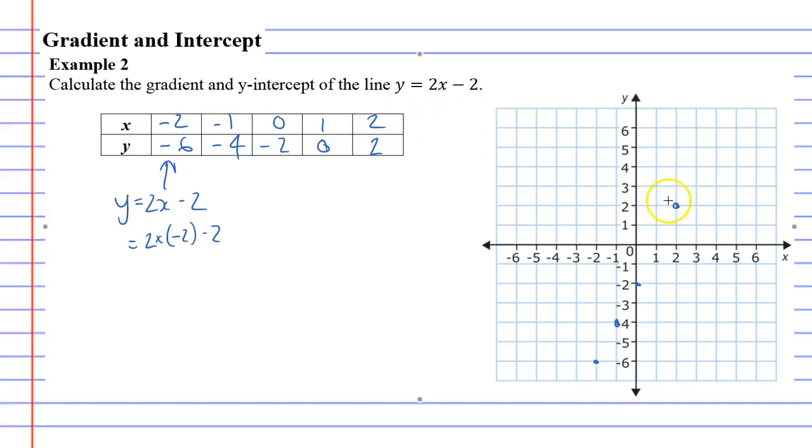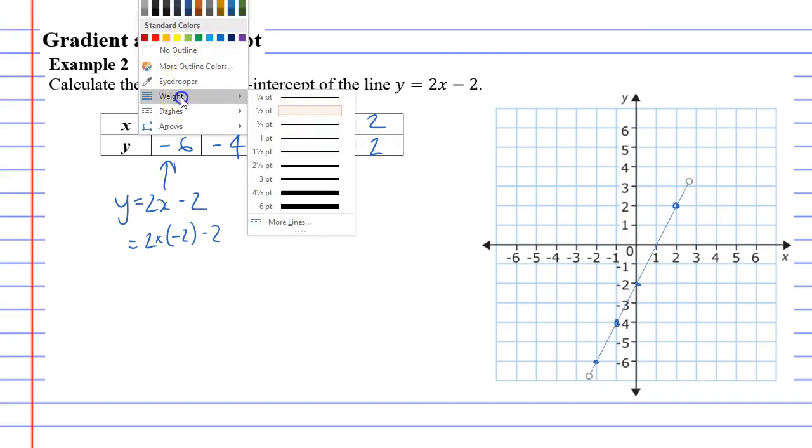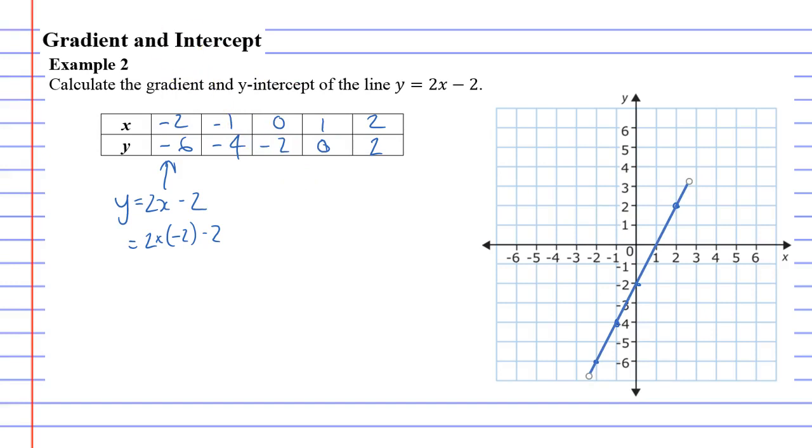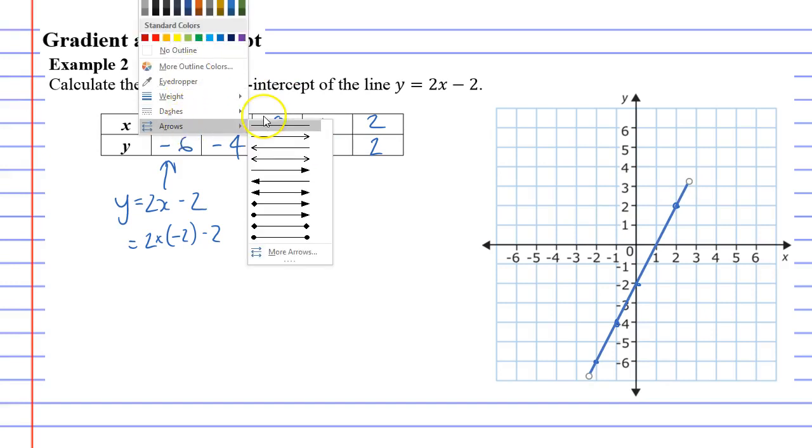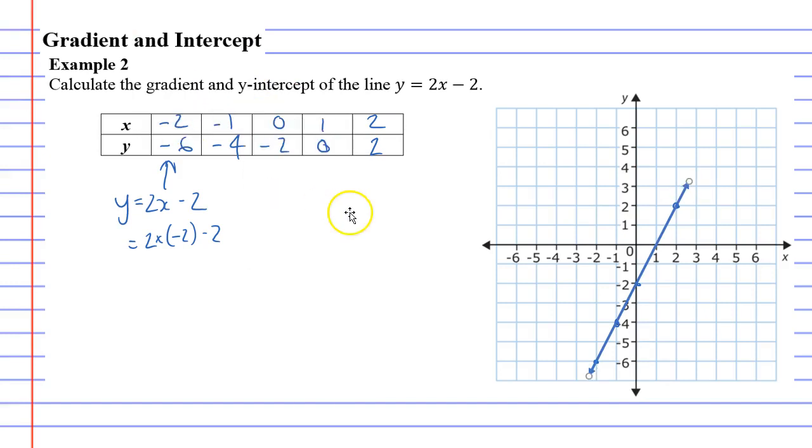Here's our shape here. We can make that a bit thicker. In fact, I think I can give it arrows using the tool here. Good. Alright. Now that we've got our line, we're going to calculate the gradient and the y-intercept. We'll start with the gradient.